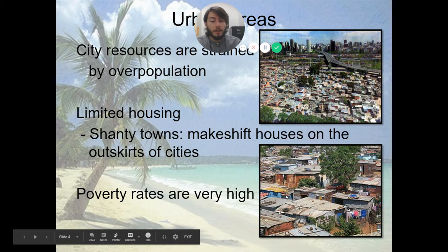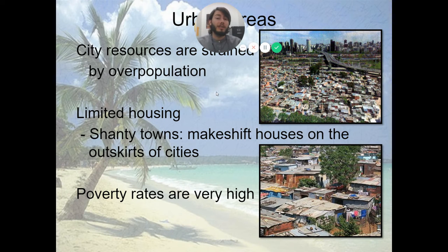And you can see pictures on the right here of what these shanty towns look like. They're literally made out of leftover materials. They're made out of pieces of plywood, pieces of sheet metal, whatever they can find, and they build these houses to live in until they can earn enough money to rent an apartment or rent a house or live in a nicer area. And these shanty towns are on the outskirts of cities.